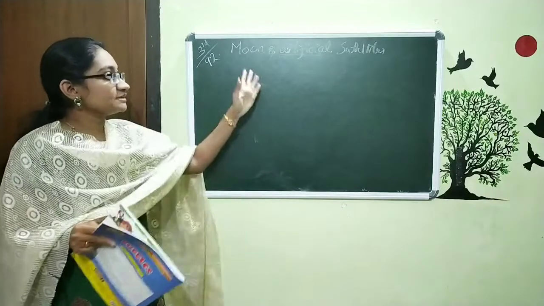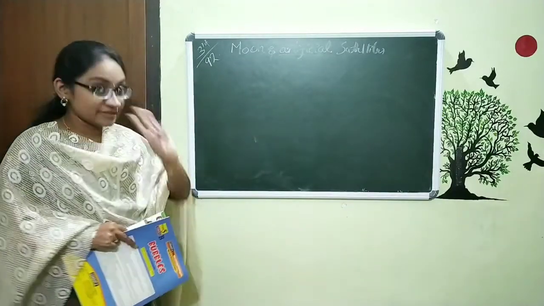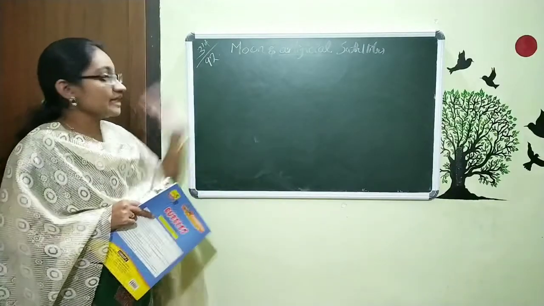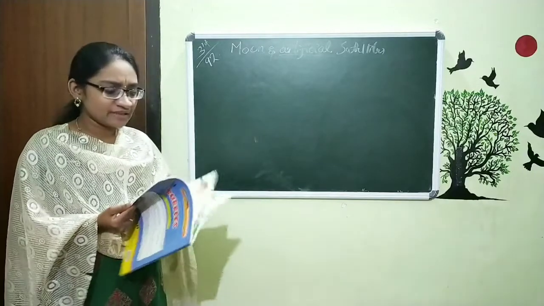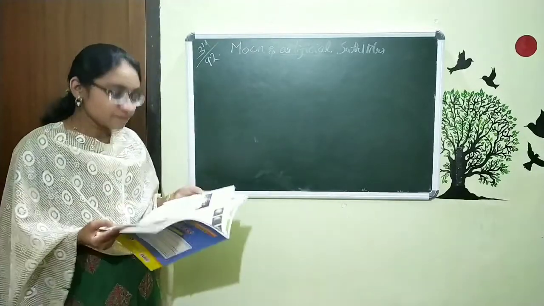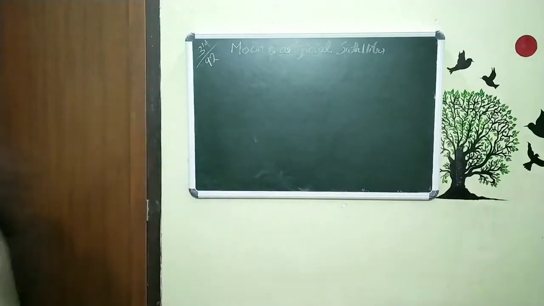Now we are on the chapter Moon and the Artificial Satellites, and that is the third chapter within our textbook, on page number 92. So this is one small chapter and also a very simple chapter. So first we are going to discuss this Moon and Artificial Satellites.